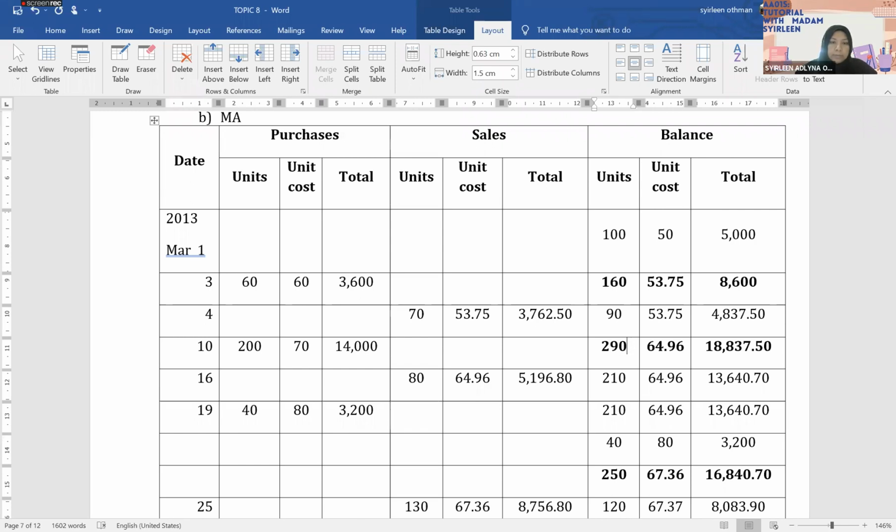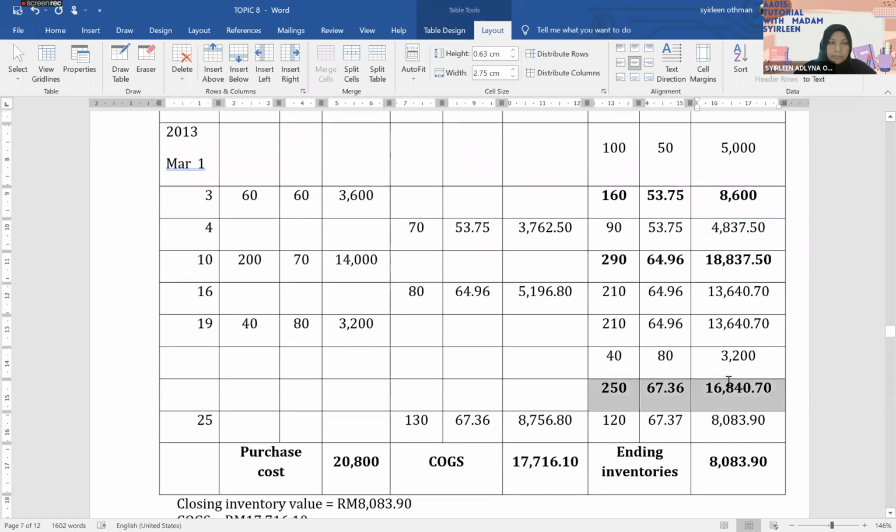Okay, alright. And then you sell on the 16. So selling should be okay. Alright. So earlier kita ada RM18,837.50. And then saya dah jual RM5,196.80. Okay, so balance yang tinggal sekarang ni lepas saya tolak is RM13,640.70. Okay, alright, on the 19th you buy another batch of inventory.